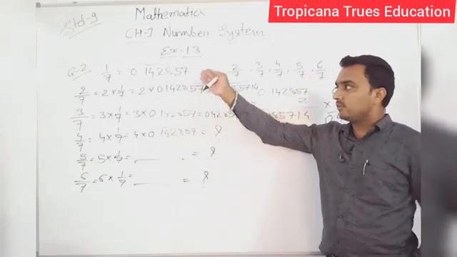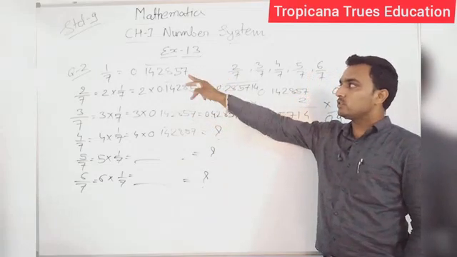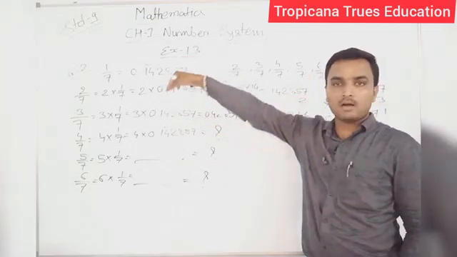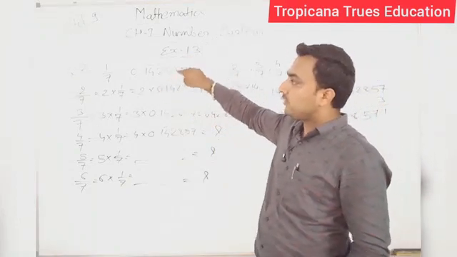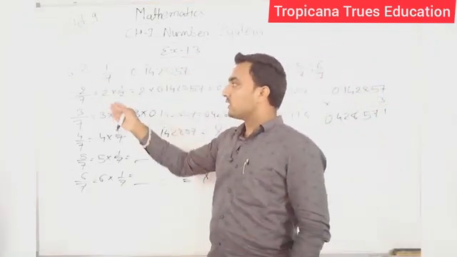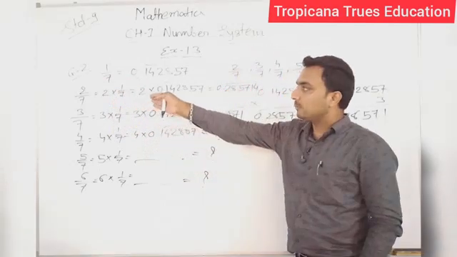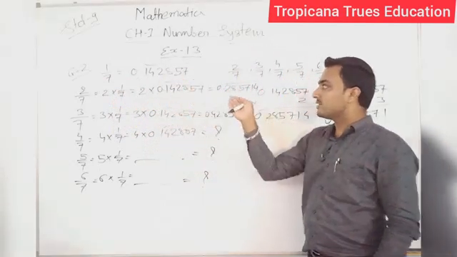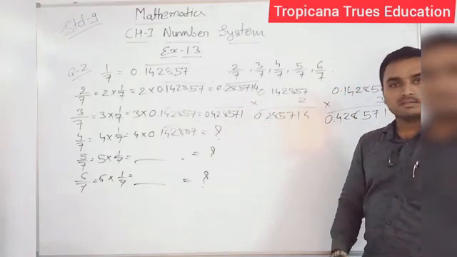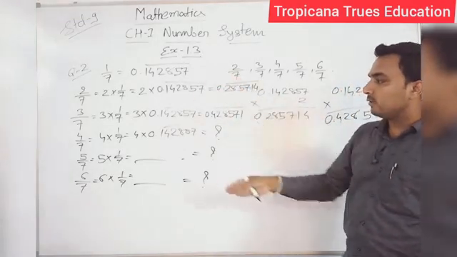Now is it clear? First it is given that 1 upon 7 is equal to 0.142857 bar. So what we do for 2 upon 7 is write 2 multiplied by 1 upon 7. Then you have to multiply 2 by this answer, so the answer will be 0.285714. Okay, clear? Then in the same way you have to go further on.